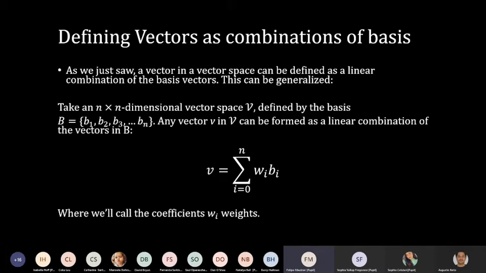So this is the generalized form of what I just said. If we take an n by n dimensional vector space V, where we have basis b1 to bn, then any vector in V can be formed as a linear combination of the vectors in the set of basis vectors b1 to bn. So this is just expressed as a sum from i equals 0 to n of wi, which is a scalar multiplier or coefficient, times bi. And we'll call wi the weights of this vector that define it.